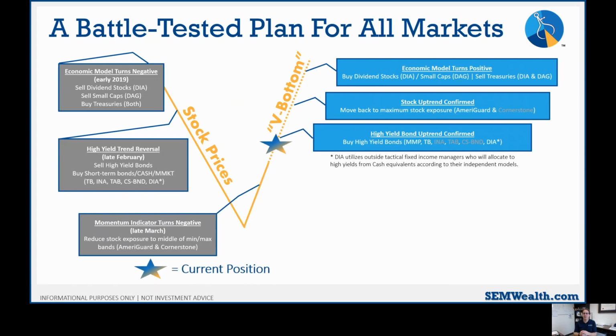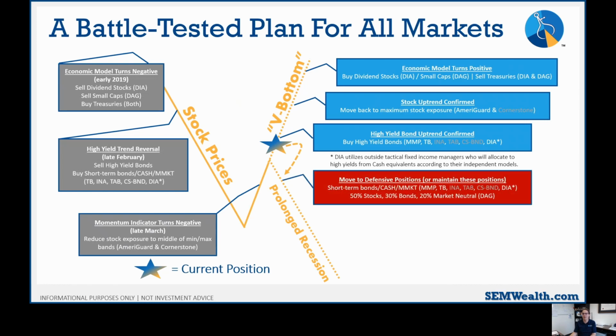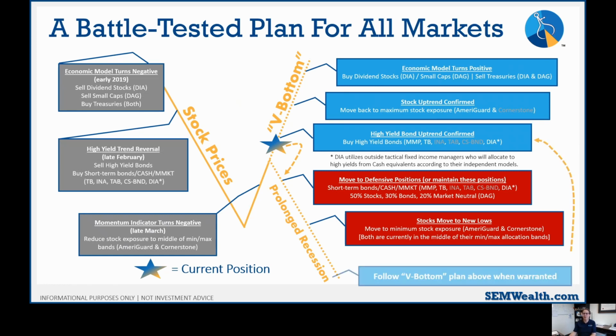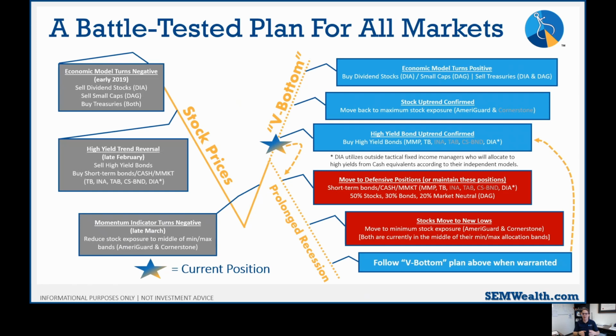The problem is, where we're at right now is, what if I'm right on my opinion about the economic data and we end up in a prolonged recession? Well, we have a plan for that as well. You can see us move back to defensive positions, or those models that are already there staying there. You'll see, if stocks move to new lows, Cornerstone and AmeriGuard taking the rest of that money off the table. And then once everything bottoms out and we get to that true capitulation, we're designed to flip right back up. We have a plan for either direction and everything in between.